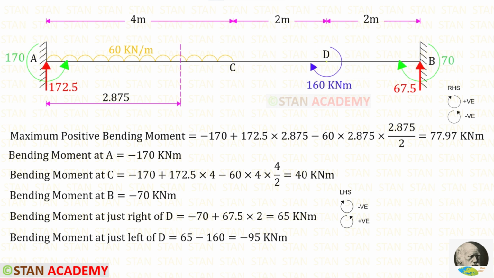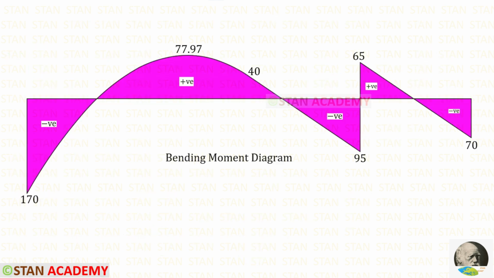To find the bending moment at just left of D, with this value, we have to add the concentrated moment 160. Since it is acting in the clockwise direction, it should be applied as negative. For the bending moment at just left of D, we will get minus 95. Here you can see the bending moment diagram.